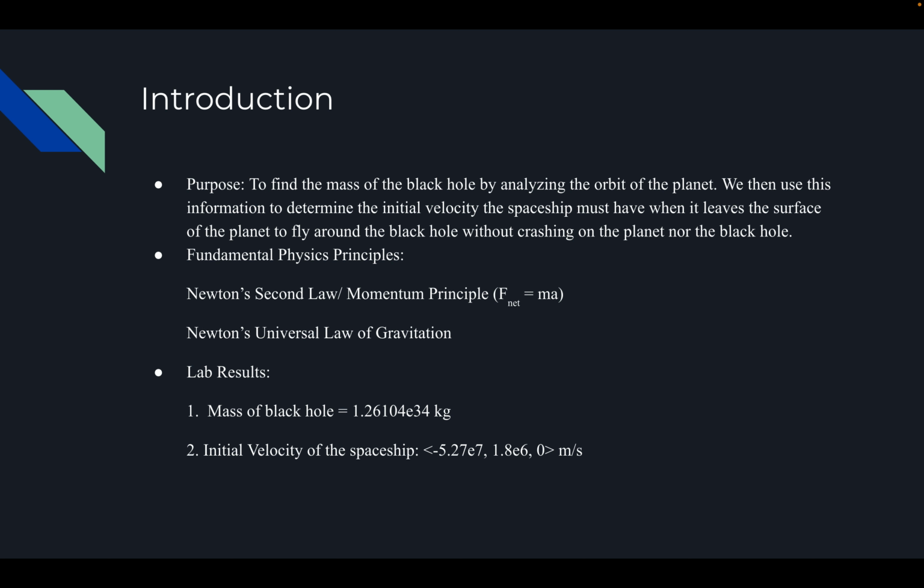To begin with, the purpose of this lab was to find the mass of a black hole by analyzing the orbit of a planet around it. We then use this information to determine the initial velocity the spaceship must have when it leaves the surface of the planet to fly around the black hole without crashing into either the planet or the black hole. Some fundamental physics principles are Newton's second law, the momentum principle, and Newton's universal law of gravitation.